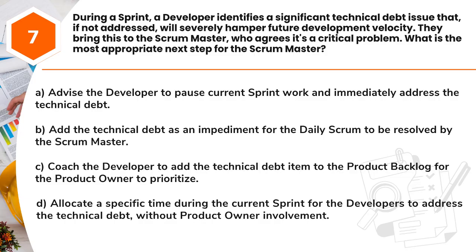A. Advise the developer to pause current sprint work and immediately address the technical debt. B. Add the technical debt as an impediment for the daily Scrum to be resolved by the Scrum Master. C. Coach the developer to add the technical debt item to the product backlog for the product owner to prioritize. D. Allocate a specific time during the current sprint for the developers to address the technical debt, without product owner involvement.